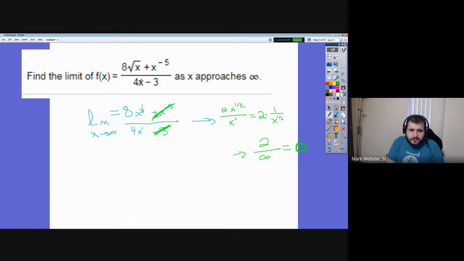You all see what we did? First thing we did was we made sure that this radical was written in exponential form so we could make it work with the rest of these. Second thing is we just take the exponents that are lower. The -5 is lower than +1/2. The x to the 0 here is less than x to the first. And then we just simplified it. Get it down to where there's only an x in one place, like this. And then we can plug the x in and get our answer.